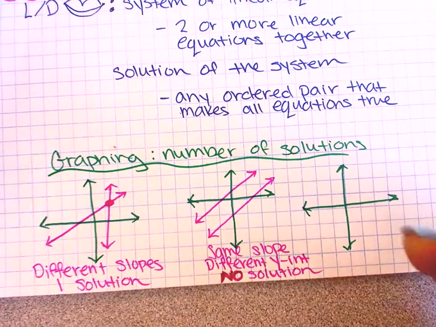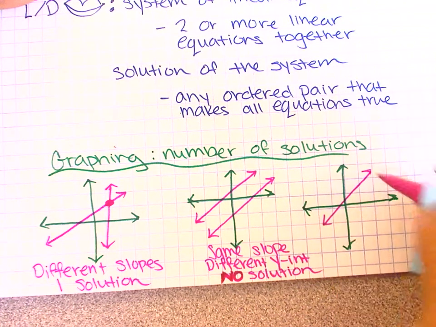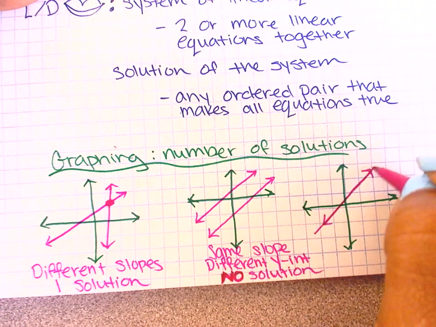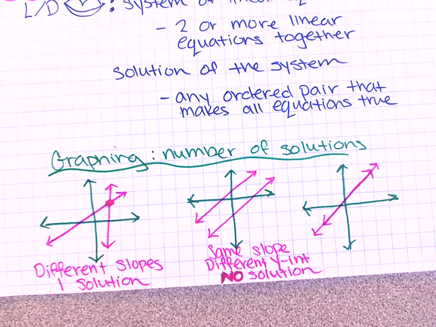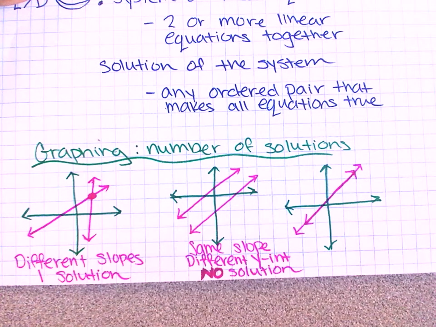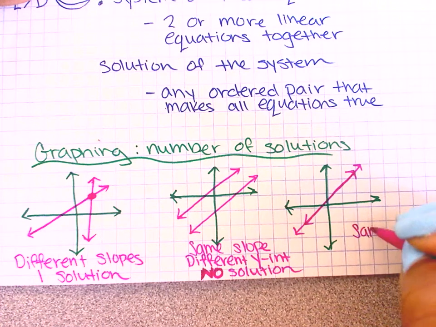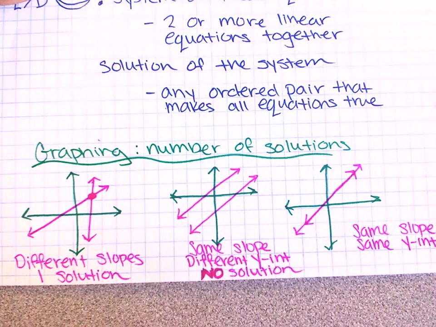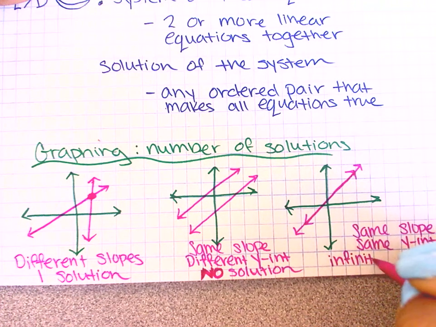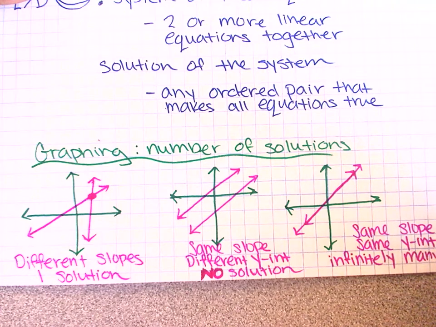The last one, you're going to draw a line. And you're going to draw another line right on top of that line. These lines are one right on top of the other. Well, they have the same slope because they're the same line. So I have same slope. I have the same y-intercept because they cross at the same point. But how many solutions do I have if they're one line on top of the other? I have infinitely many solutions. So you're going to write three things. Same slope, same y-intercept, and infinitely, like infinity, right? Infinitely many solutions.